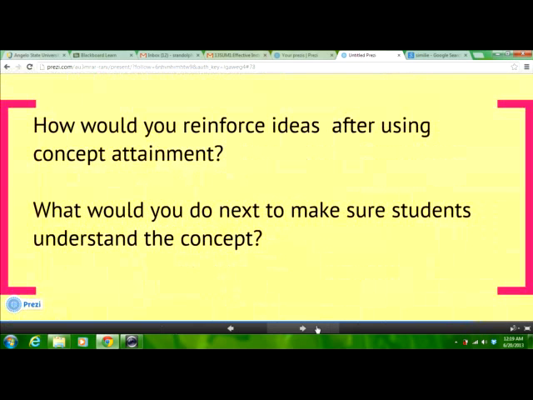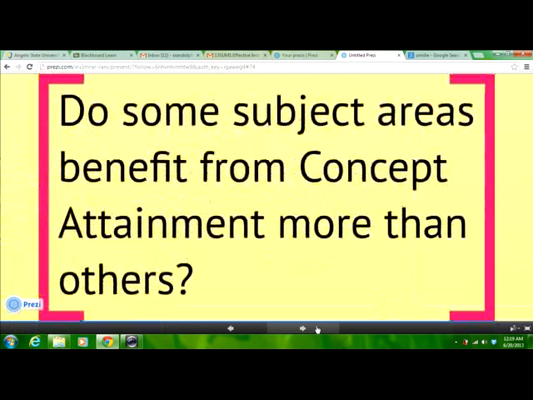The second one: after using concept attainment, how would you reinforce these ideas? Basically, what would be your follow-up lesson to make sure that students understand this? Because clearly, like I said, it can be ineffective at times, so you want to make sure that students really grasp the concept. So what would you as a teacher use? The next thing is, do you think there are some subject areas that benefit from concept attainment more than others? I showed two examples, from English and science, but do you personally think that there are some subject areas that this is a better fit for, or that would be more well equipped for it?